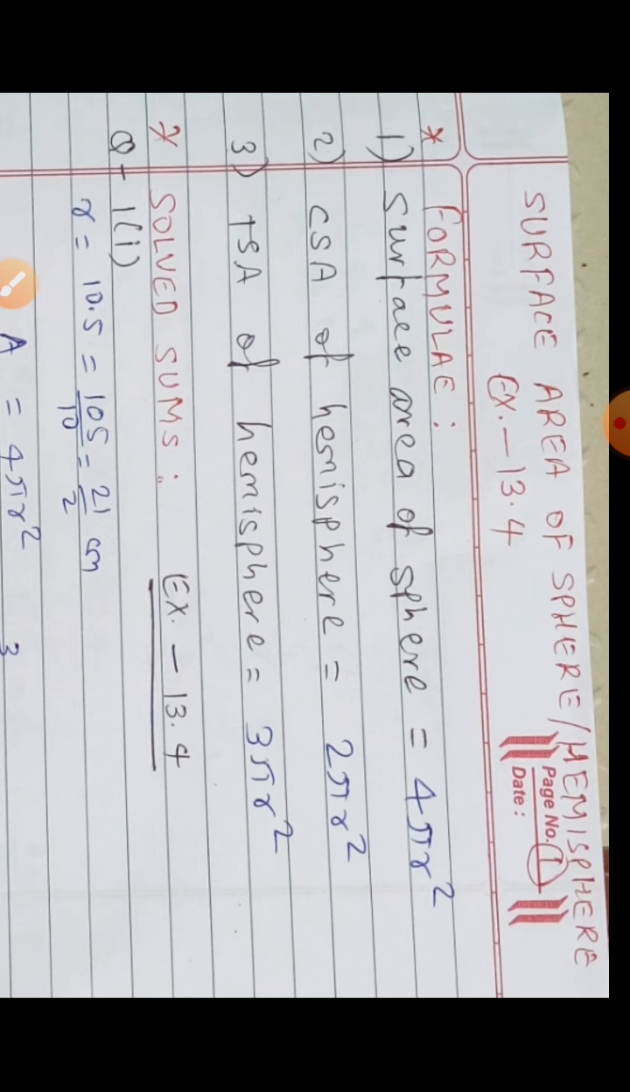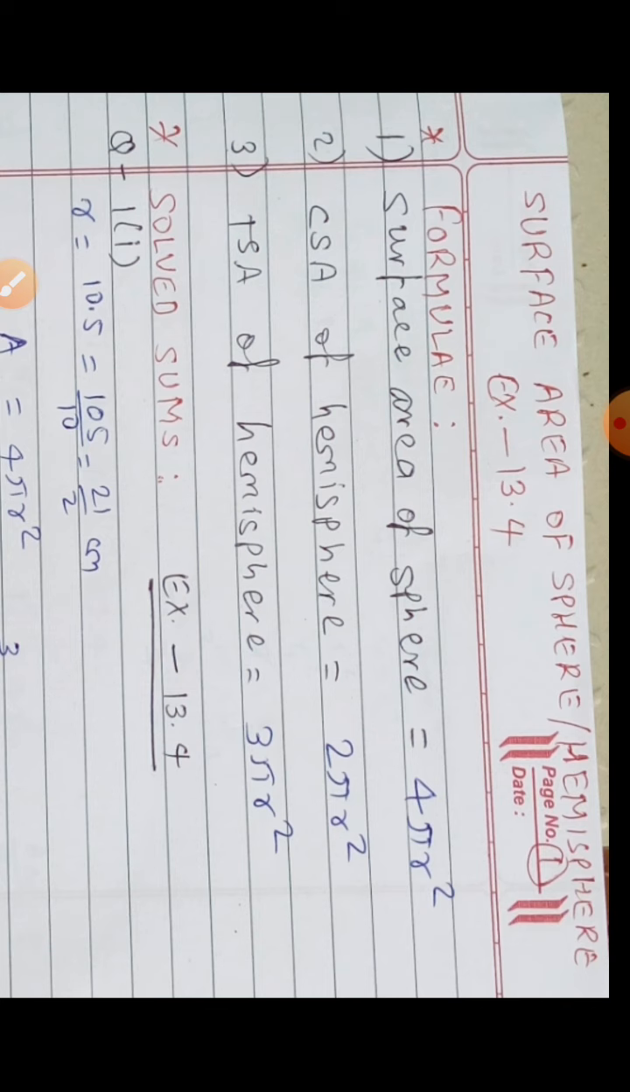Suppose your sphere is rigid and you cut it exactly into two parts; the resulting part is called a hemisphere. There is only one formula for the area of a sphere because there is no flat part or plane part in a sphere. Whether you call it curved surface area or total surface area, both become equal here, and that is 4 pi r square. So I have written here in number 1 the surface area of sphere. I have not mentioned whether it is curved or total surface area, but mostly it is called surface area.